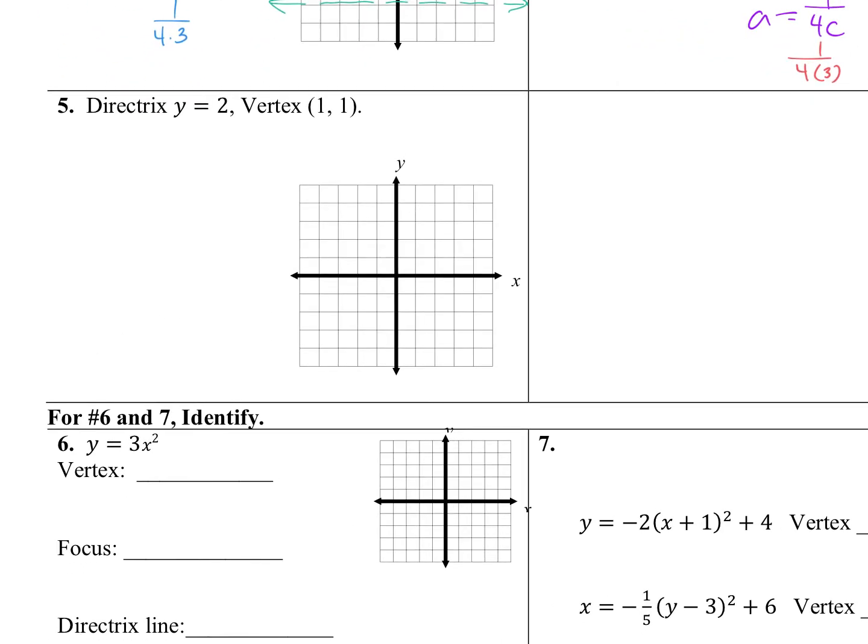All right, this one, y equals 2. What kind of line is that? It's horizontal. So y equals 2 is going to be right here. A vertex of 1, 1 is right here. Where's your focus? It's where? 1, 0, right? Your focus would be right here. So because the distance here is 1, the distance here has to be 1 also. That means we're going to open down.